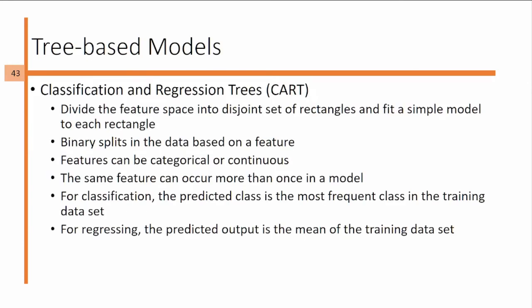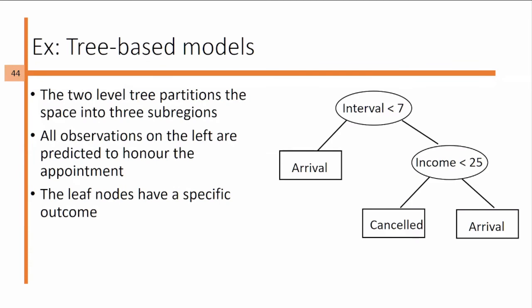So what we do is we divide the search space into a disjoint set of rectangles and fit a simple model. So what I mean to say is, I think I've got an example out here. Okay, let me go to the example directly. In this decision tree model, this interval here says what the interval is between the appointment booking time and the appointment date.